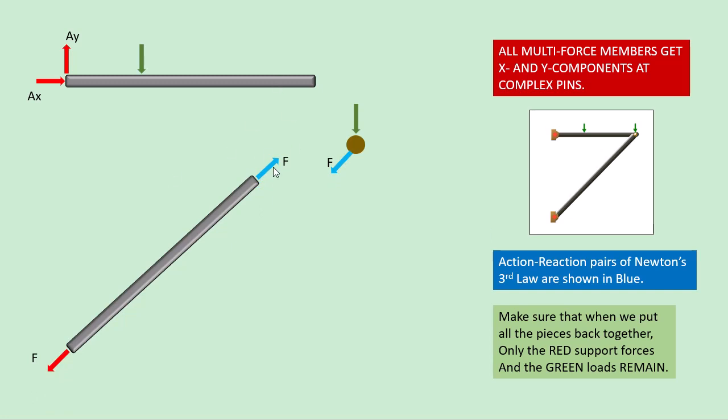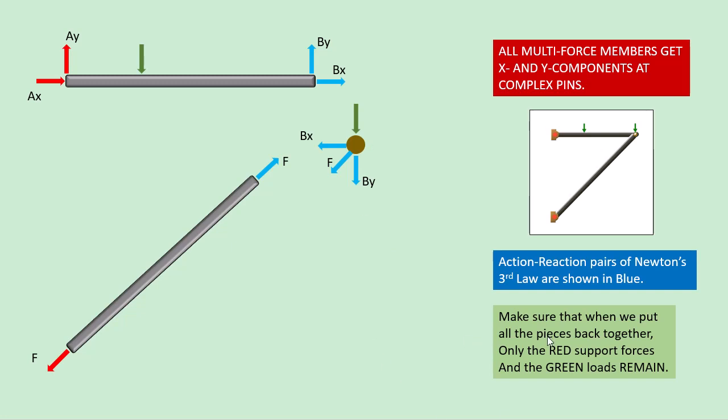So here is the two-force member in equilibrium. Here is the action-reaction pair of the interaction between the two-force member and the pin. And these are the two forces at the pin that are applied on the two-force member, and here is the action-reaction pair. So action-reaction pairs of Newton's third law are shown in blue.